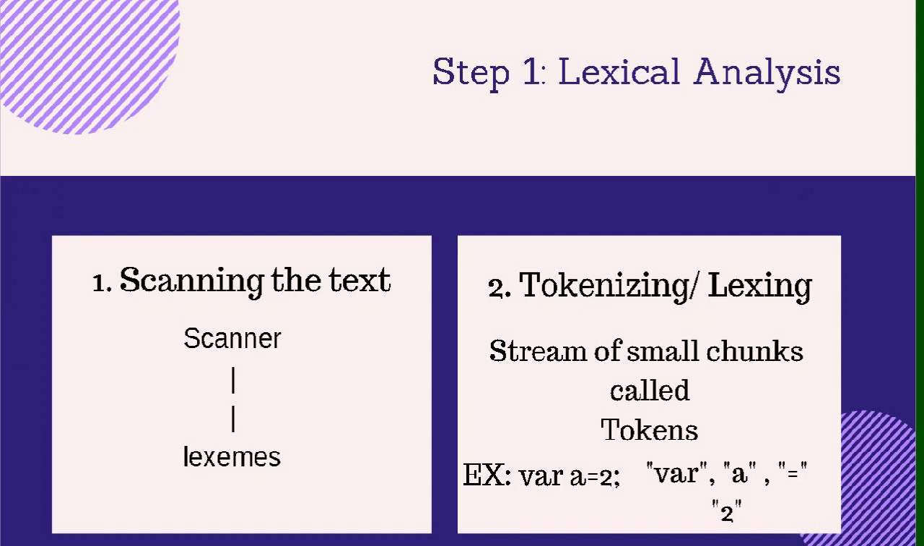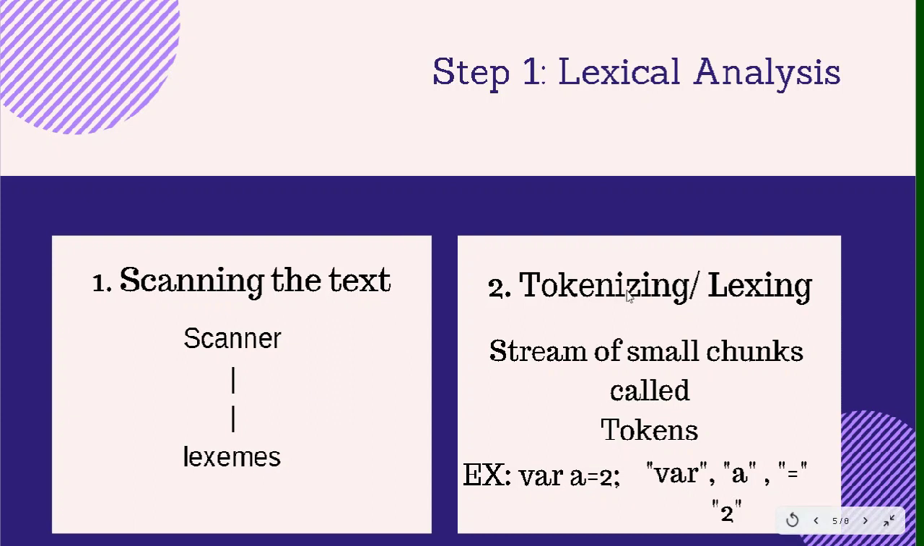First is lexical analysis. In this there are two steps. First is scanning the text. There's a scanner inside the JavaScript engine. That scanner scans each line of code one by one and converts it into small chunks of code, which are known as lexemes.